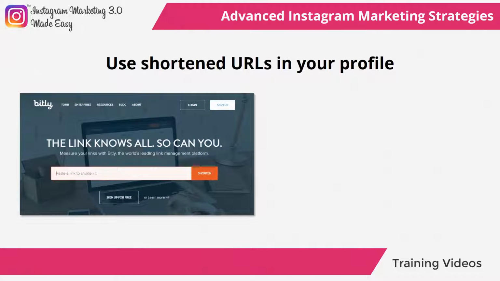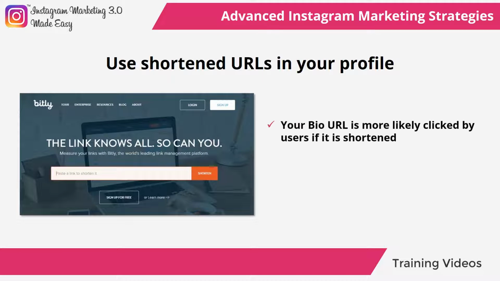Use shortened URLs in your profile. Your bio URL is more likely clicked by users if it is shortened. A great way to optimize your profile's URL is by shortening it with a link shortening service. For that, we recommend you to use the Bitly service, which is free and works great.